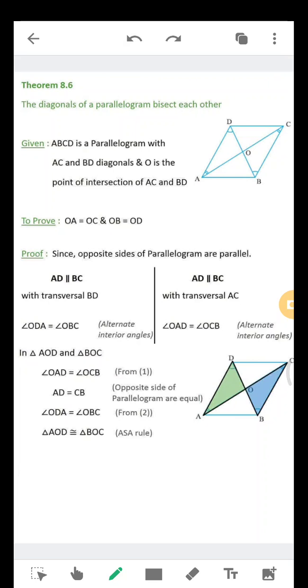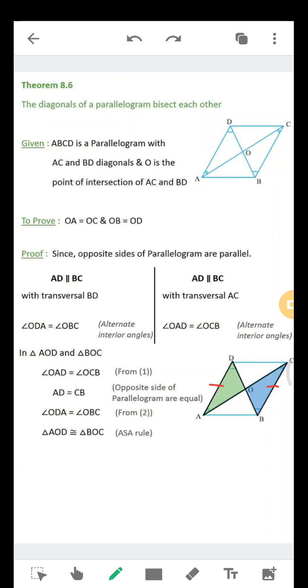So you can see I have shaded the triangles which we have to prove congruent, the green colored and the blue colored triangle. Let's prove in triangle AOD and triangle BOC. You can see this angle OAD is equal to OCB, just now we proved it here. Then I can say AD is equal to BC because opposite sides of a parallelogram are equal. Then the other pair of alternate angles, these two. So I can say these two triangles are congruent by which rule? ASA rule. Two angles and one side of this triangle are equal to two angles and one side of the other triangle.